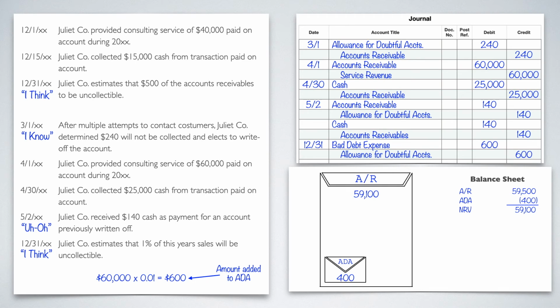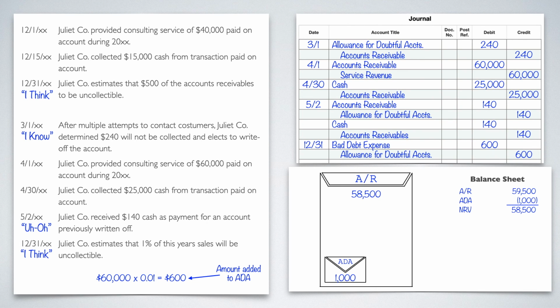Now, visually, again, we're going to take part of the 600 of the 59.1 that we have in the big AR folder, and add it to the ADA account. That's going to give me ADA of 1,000 because I had 400 in it and I added 600. If I change my balance sheet, it's still 59.5 as a total AR, but our ADA now is 1,000, and that's going to give me a net realizable value of 58.5.